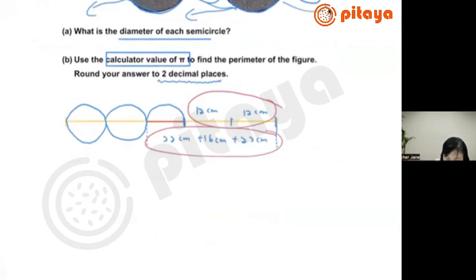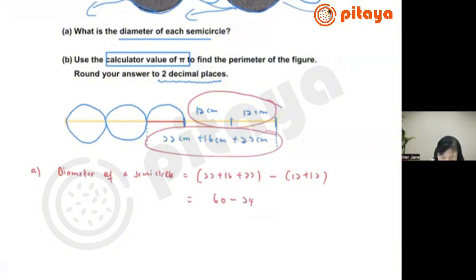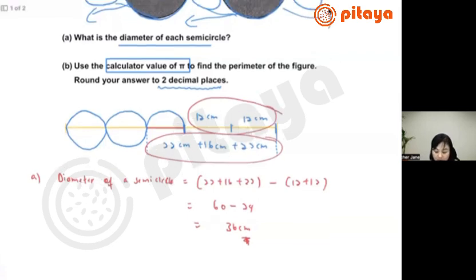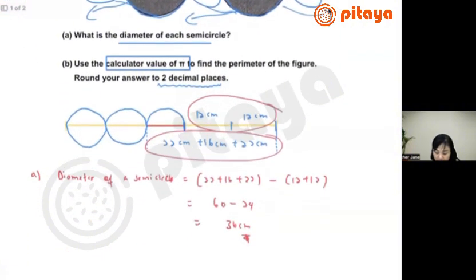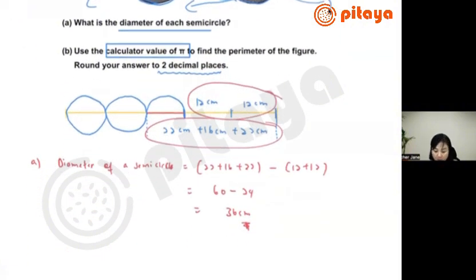So to find the diameter, our strategy is to use this length minus 12 plus 12, which is 60 minus 24, and you shall get 36 centimeter. And ta-da, that's the answer. So now we know that the diameter here is 36 centimeter.